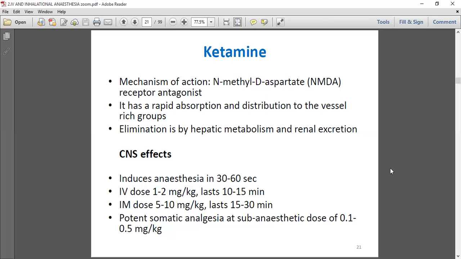But I think we all know what the somatic nervous system does, right? It is for voluntary muscle activity. So in voluntary muscle, if you have muscle pain, you will not feel it at subanesthetic levels of ketamine.